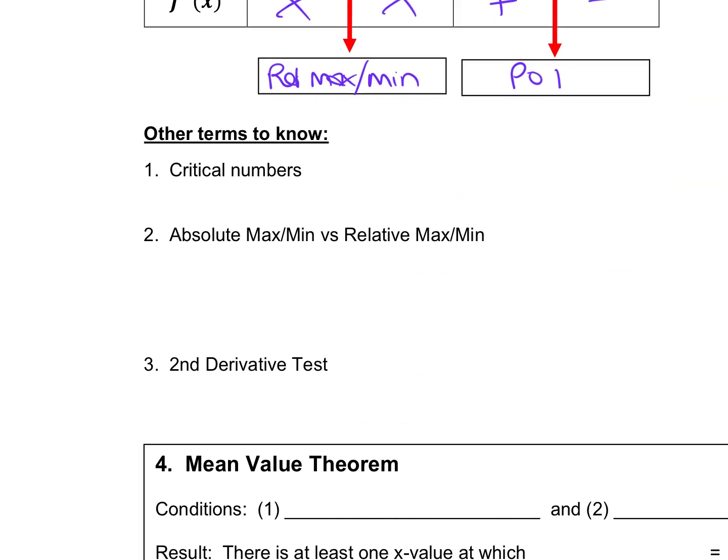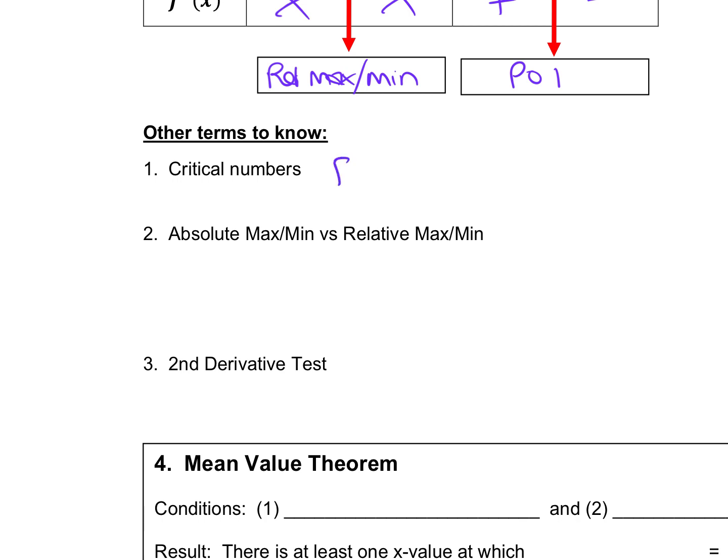How did we find critical numbers? Derivative was equal to 0 or undefined. Undefined we really worried about when it was like a fraction. The bottom of the fraction equals 0. That's when that came up. And then we also distinguished between absolute maxes and mins versus relative maxes and mins, okay?